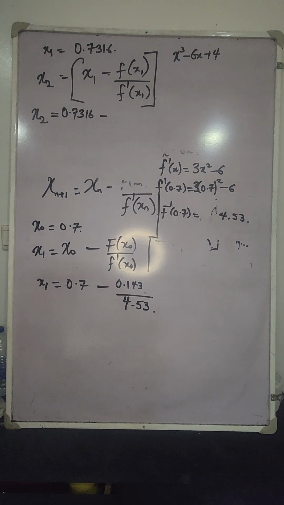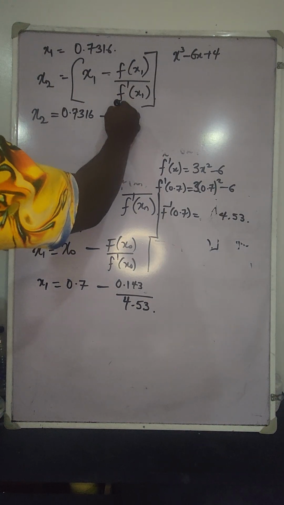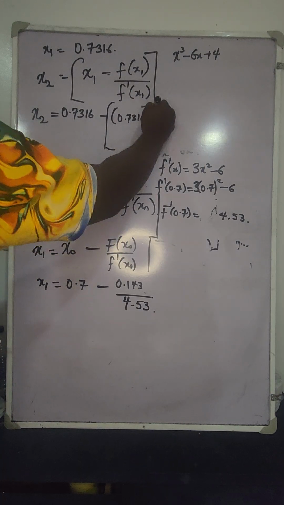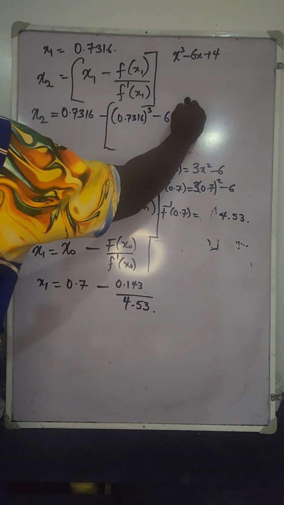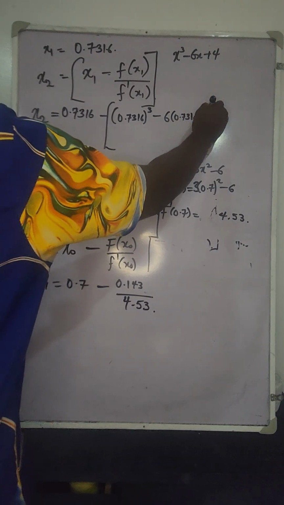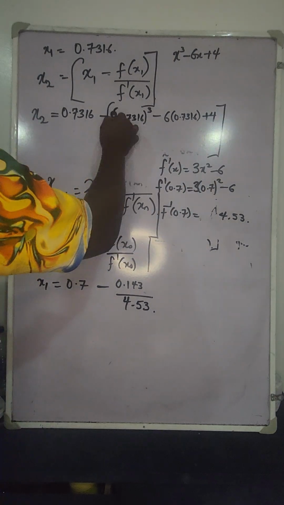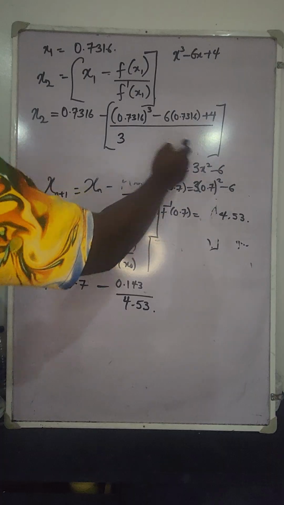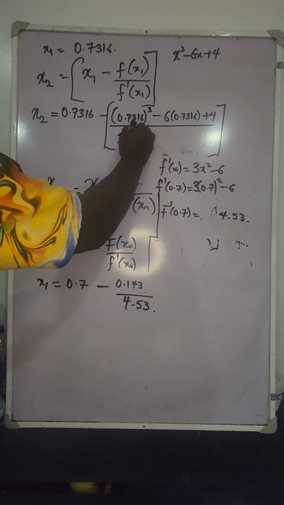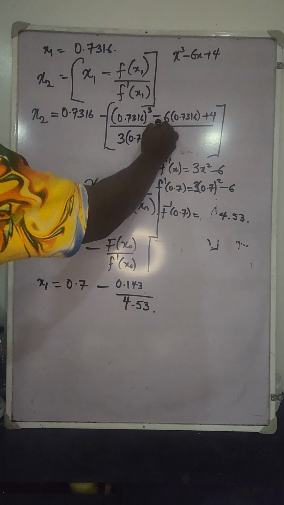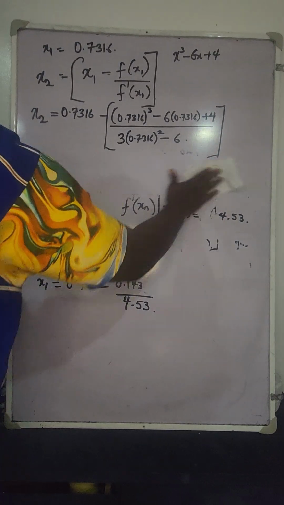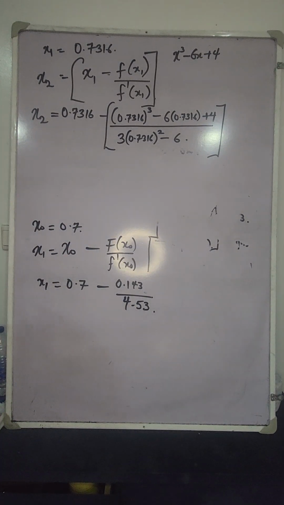Okay, let's do that together. Minus 0.7316 all cubed minus 6 into bracket 0.7316 plus 4, all divided by f prime, which is 3x squared minus 6. So we are putting 3 into bracket 0.7316 all squared minus 6, and so we will find the calculator solving of this. Let's solve this together.